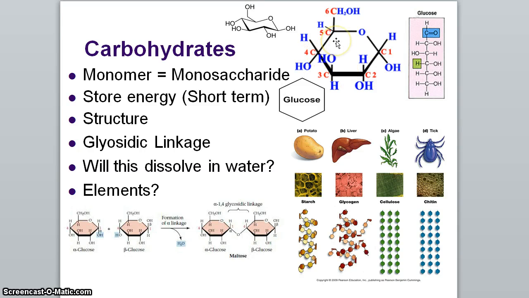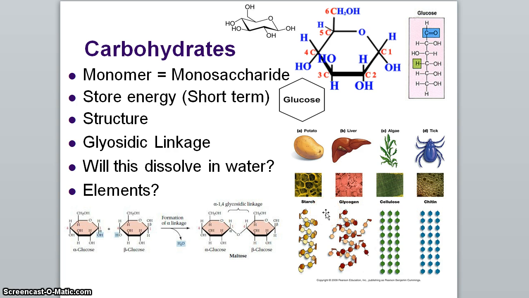Typically the elements in the carbohydrates are going to be carbon, oxygen, and hydrogen, usually in the ratio CH2O raised to whatever n power. And we'll talk about that a little bit more when we review this. The last thing I'm going to talk about are the different types of polysaccharides. So if you look here, the different types of polysaccharides that are carbohydrates are starch, glycogen, cellulose, and chitin.